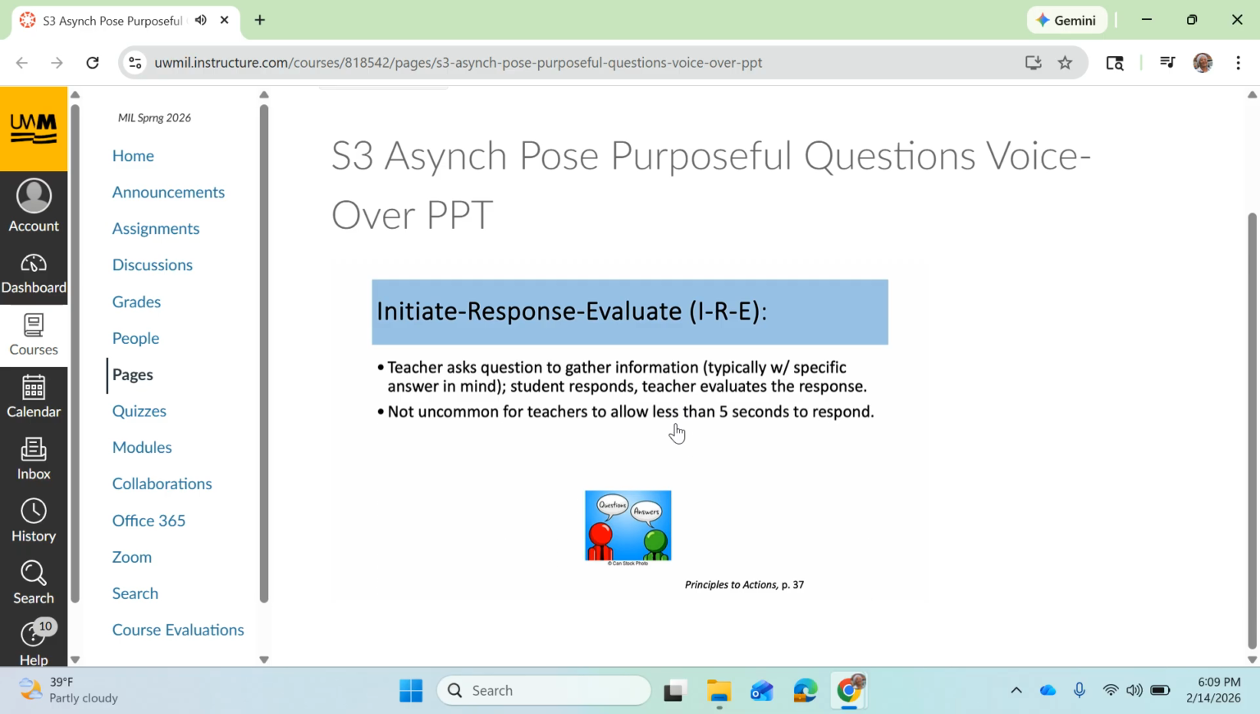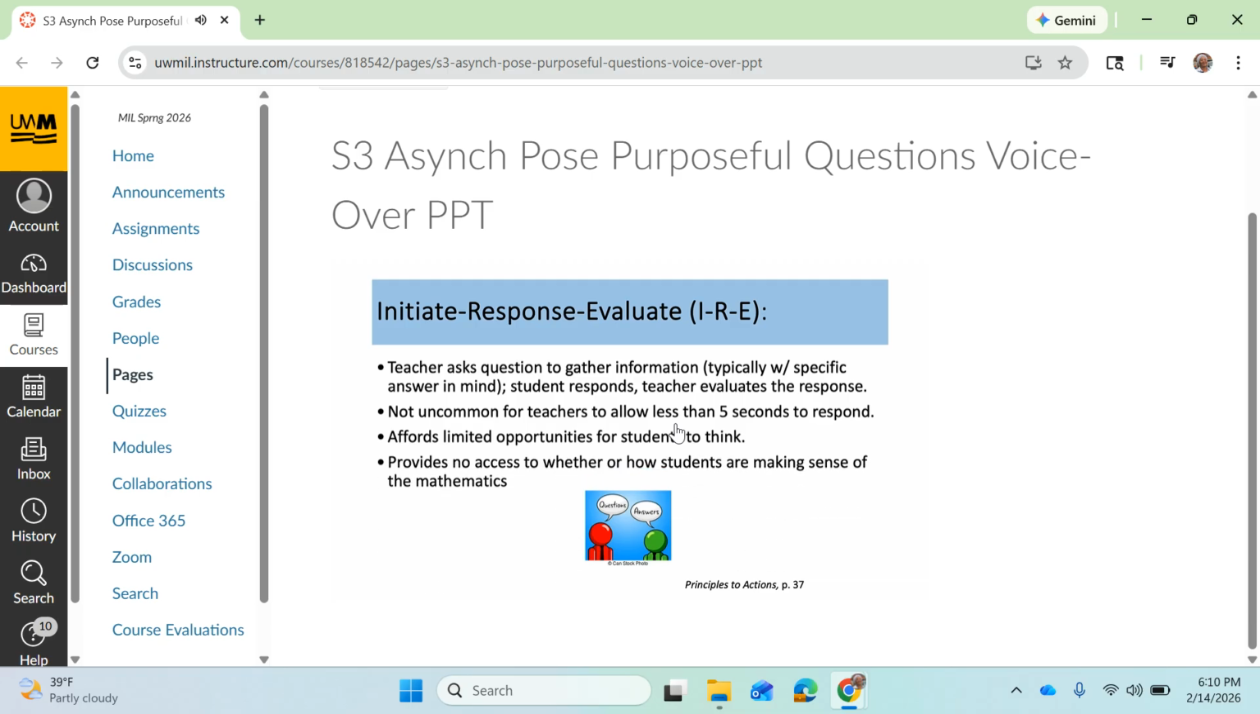Within this pattern, it's not uncommon for teachers to allow less than 5 seconds to respond. One of the ways that we do this is when we ask that question, like what is 7 plus 8, and a hand shoots up, we call on that student immediately rather than giving wait time. And as we talked about in our discourse module, we know that when we do that, the rest of the class stops thinking. So very few students end up with that opportunity to really think about the mathematics.